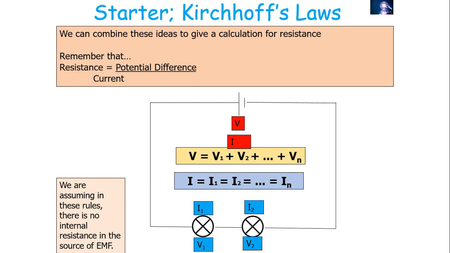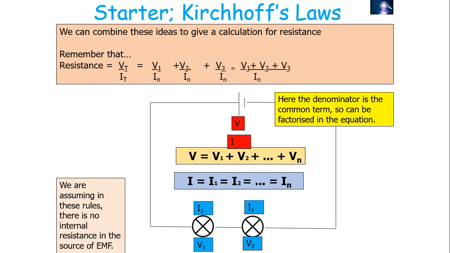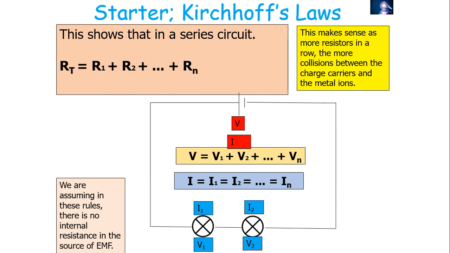So if we know that resistance is potential difference over current, which is the basic equation of resistance from GCSE, we can then say V total over I total equals resistance. Now we can then say V1 over I plus V2 over I plus V3 over I. Now because I is a common denominator, it can be factorized out. So we can therefore say V1 plus V2 plus V3 over I. So therefore, we can simplify this to say the total resistance, the equivalent resistance, is equal to R1 plus R2 plus R3 plus Rn.